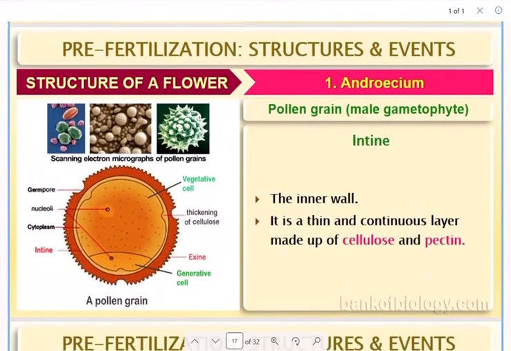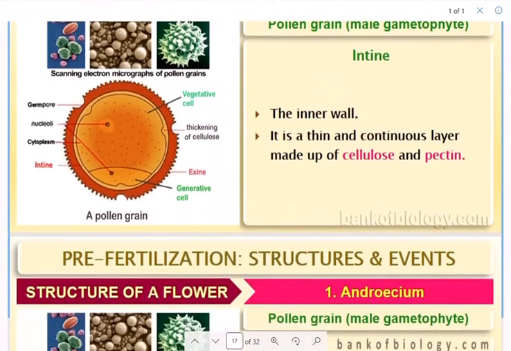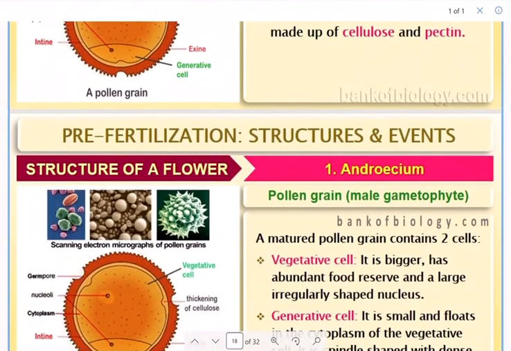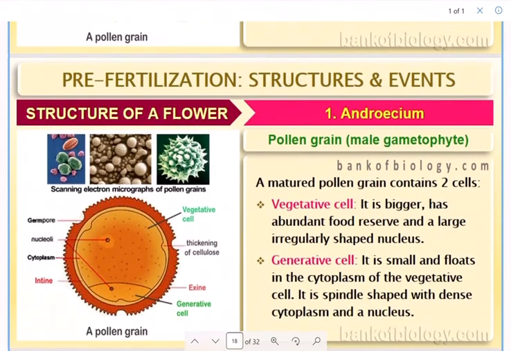And further, the pollen grain has got an inner layer called intine. This is the inner wall, and it is a thin and continuous layer, and two chemicals are present in this intine. One is cellulose, another is pectin.